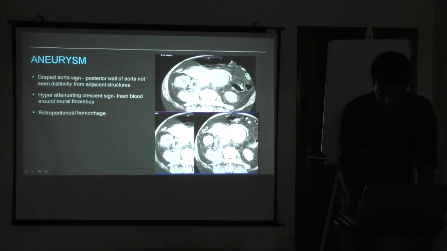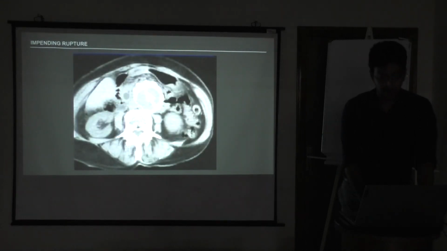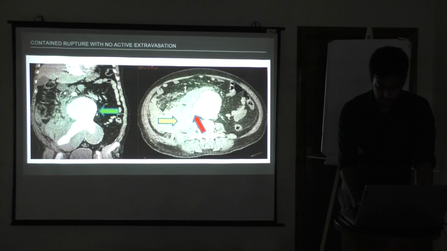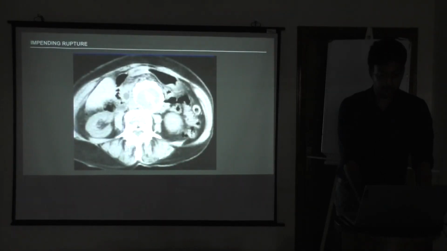Going to the next slide, this is again the one which saves the life. So impending rupture. You can see in this, they have not given the oral contrast because it's not enhancing. The same way, this is more of an aneurysm which is about to rupture. You can see there is no retroperitoneal hematoma. So it's just an impending rupture but not ruptured yet.